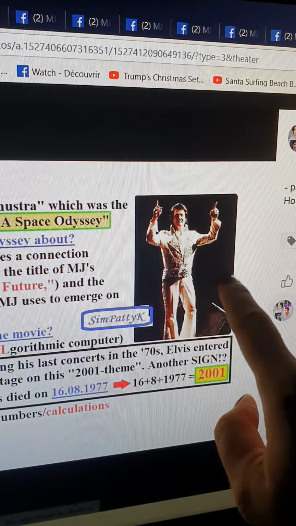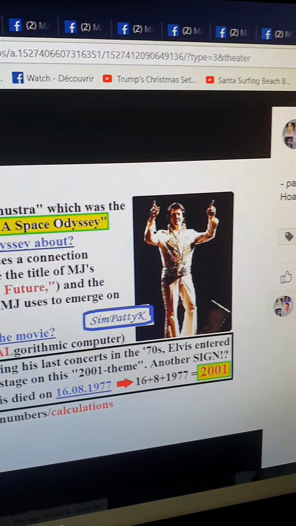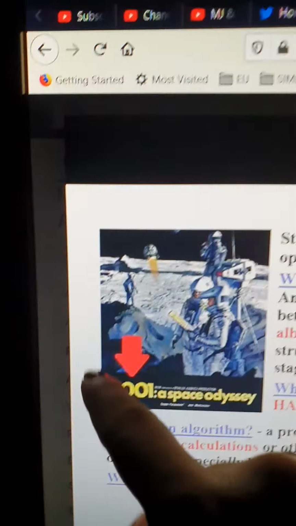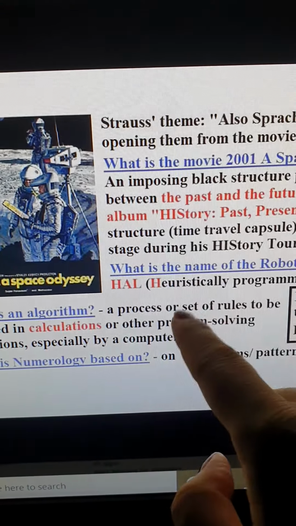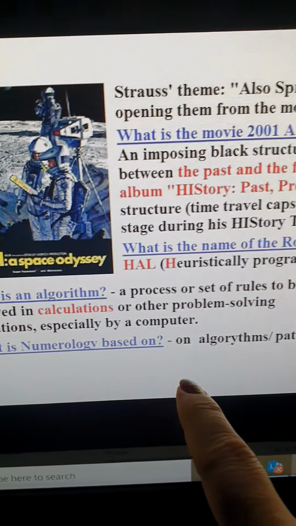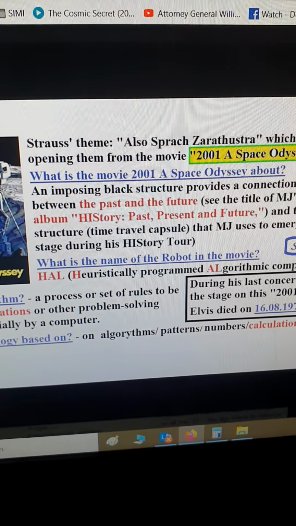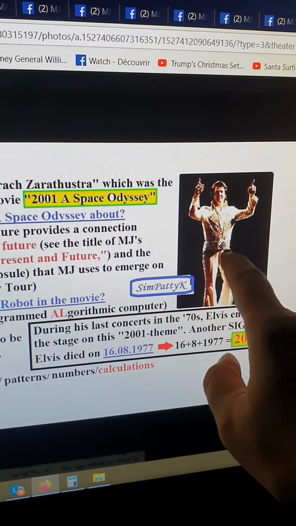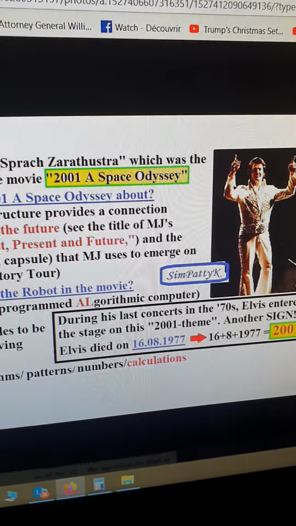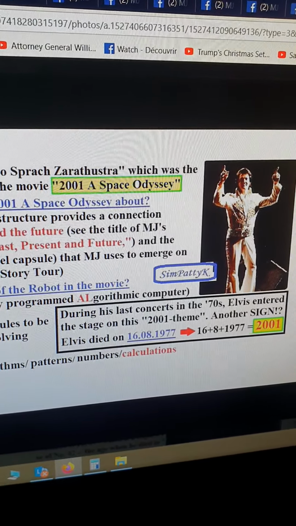So already the fact that Elvis, in the same concert where he wears the date of his death on the suit, decides to open all these concerts with this music theme from this movie is a clue. It's the HAL robot, which is about algorithms and calculations, and it already sends our minds towards numerology, numbers. Pay attention to the numbers that are also on his dial suit. So you see, it's a very, very smart and subtle clue left by Elvis just by this.